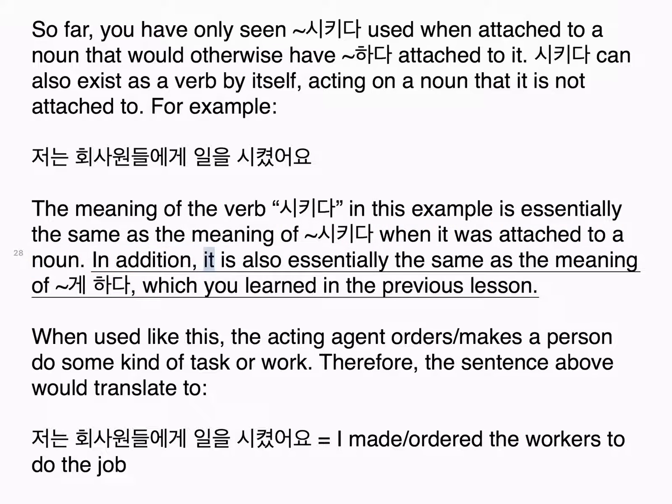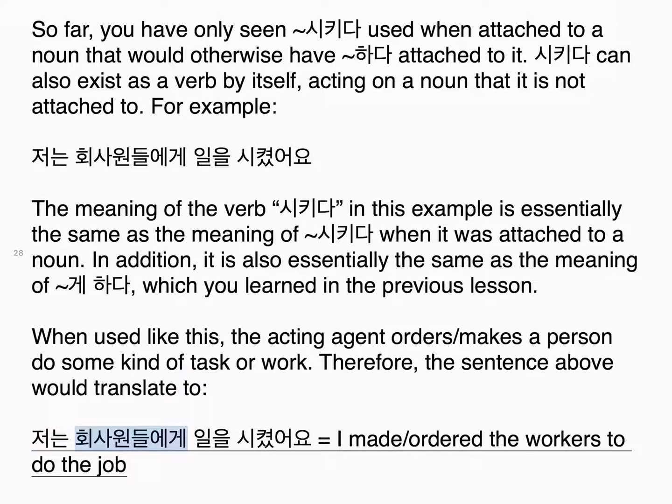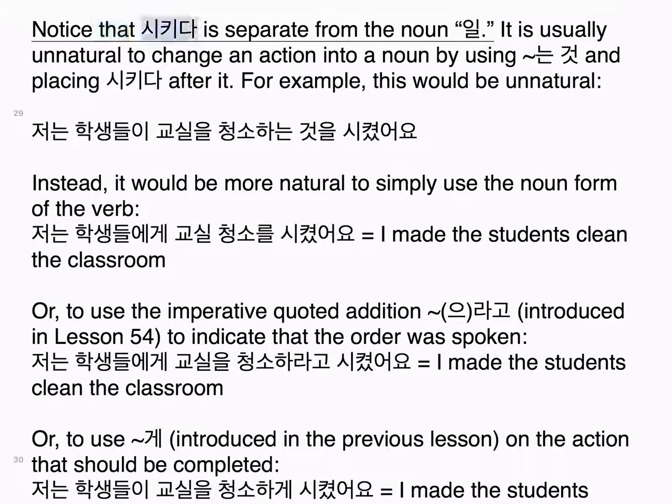In addition, it is also essentially the same as the meaning of 게 하다, which you learned in the previous lesson. When used like this, the acting agent orders or makes a person do some kind of task or work. Therefore, the sentence above would translate to: 저는 회사원들에게 일을 시켰어요. I made, ordered, the workers to do the job. Notice that 시키다 is separate from the noun 일.